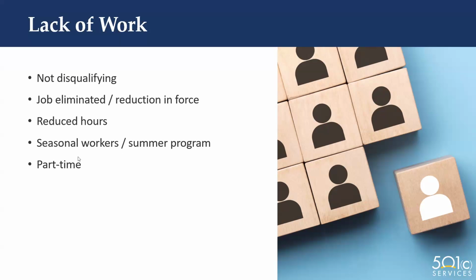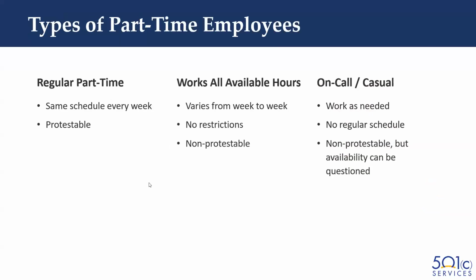Okay, so let's talk about the things within the lack of work bucket that you can control. I say control, but there are parts of it that you can control. There are 3 things that you can protest under the lack of work umbrella: regular part-time employment in most states, availability or job refusals, which kind of fall in the same category, and some summer camps or seasonal camps. Those are the main things that you'll be able to protest. So I'll get into those.